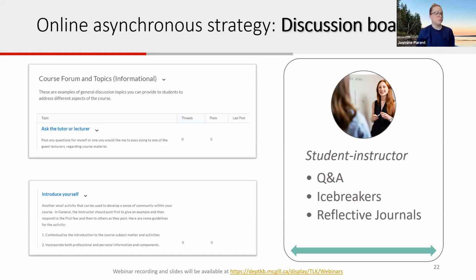You might also consider using the discussion board for reflective journals. So it can serve as a space for students to post journals. You can configure it so that only you and the individual student can view their journal entries. So throughout the semester, students can answer question prompts, maybe reflect on the course materials, and it allows you to provide personalized feedback to each student. And it also enables students to track their progress and growth over the duration of the course.